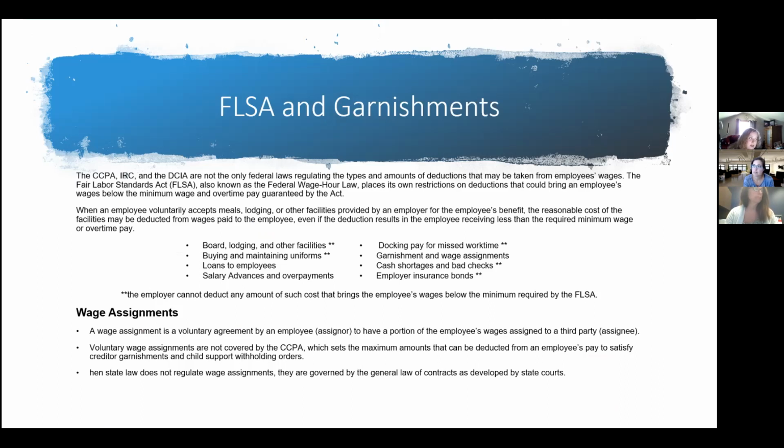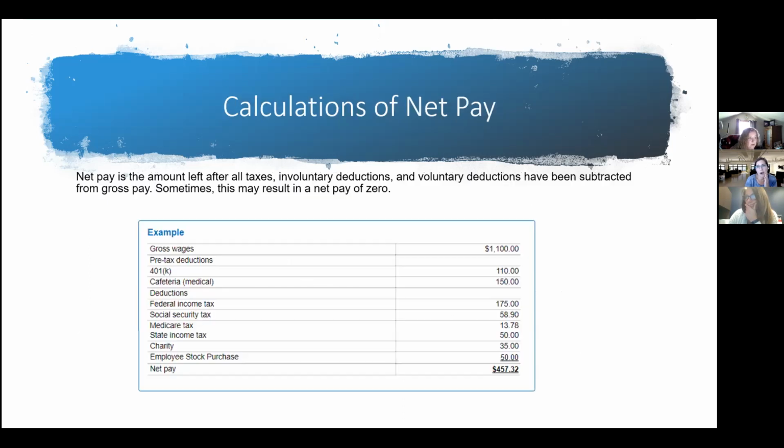So FLSA and garnishments. It places its own restrictions on the deductions that can bring an employee's wages below minimum wage. So you want to be careful and make sure that you're not bringing an employee's wage below minimum wage. When an employee voluntarily accepts meals, lodging, or other facilities provided by an employer for the employer's benefit, the reasonable cost of the facilities may be deducted from wages, even if the deduction results in an employee receiving less than required minimum wage. But on wage attachments or garnishments, you have to be careful about that. So just make sure that you're following those guidelines.